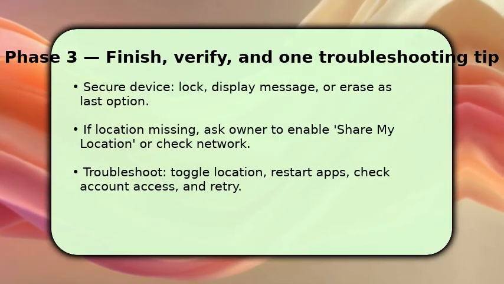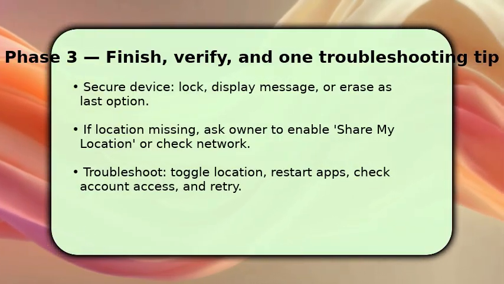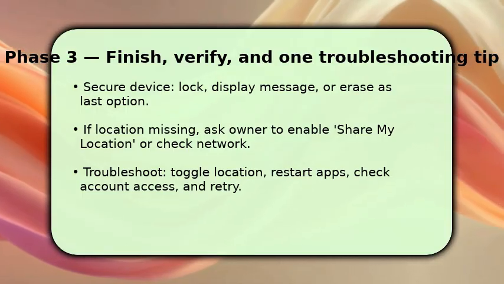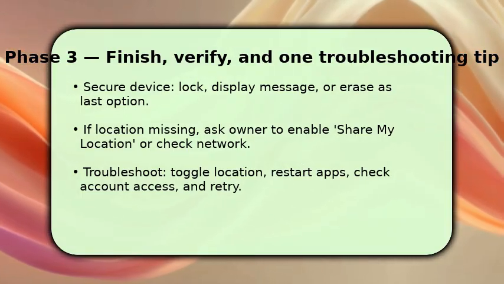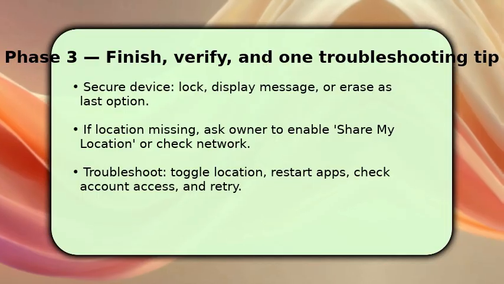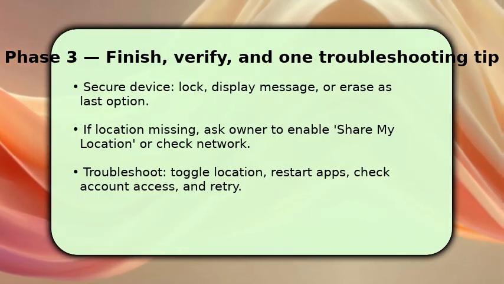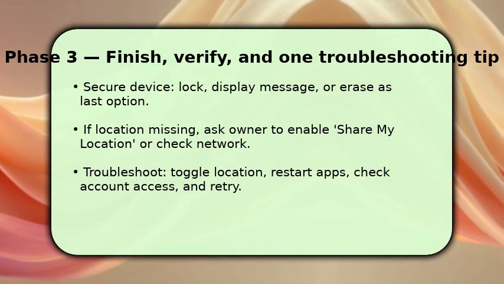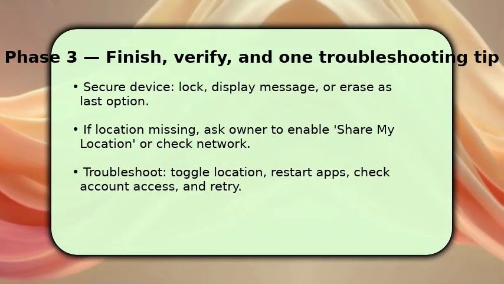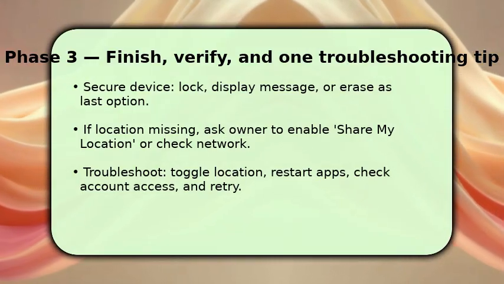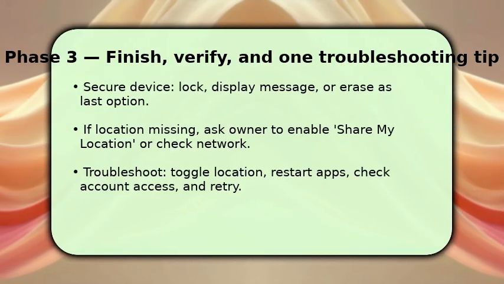If you can't see location, ask the owner to confirm Share My Location, network connectivity, and that the device is powered on. Once done, make sure to sign out of their account if you used it and hand control back. If things go wrong, restart the app and device, recheck permissions, and retry. Those steps fix most common issues quickly.